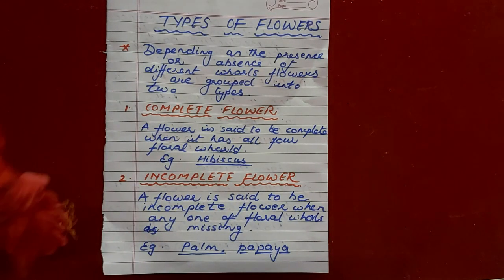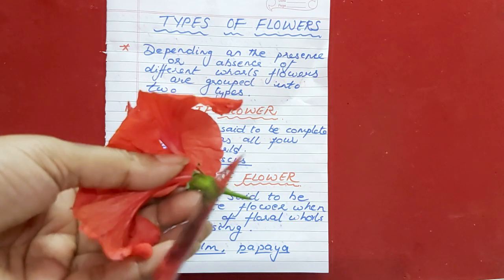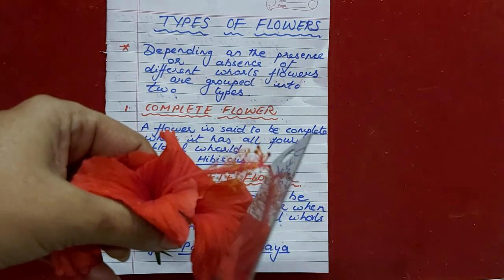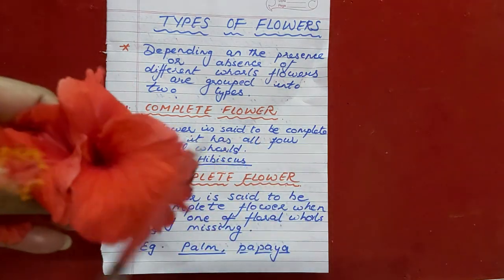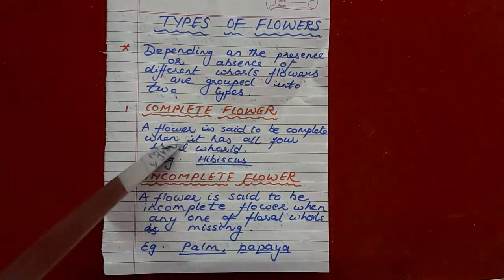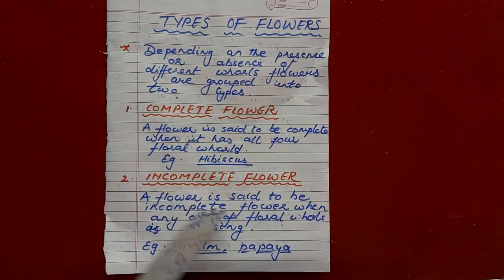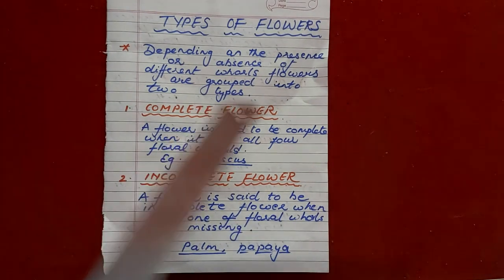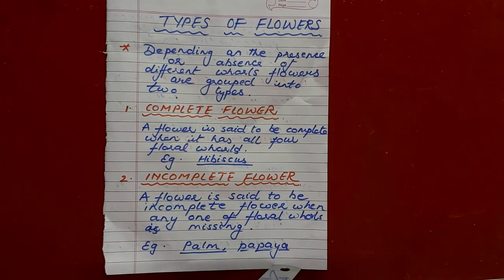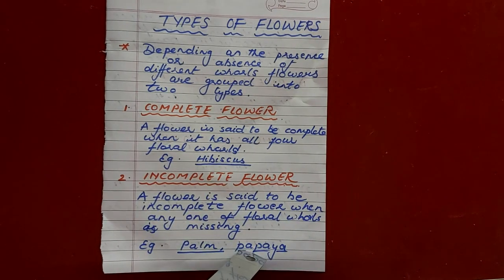See, just like the hibiscus, all the four floral whorls are there: pedicel, thalamus, sepals, petals, the yellow one that is stamens, and this one the pistil. All four parts are present. Okay, then it is called a complete flower. The best example of the complete flower is the hibiscus. Then incomplete flower. A flower is said to be incomplete when any one of the floral whorls is missing. If any one is missing, then it is called an incomplete flower. So the best example of this is the papaya.